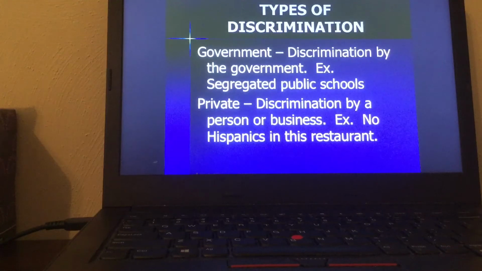Discrimination by the government, by law, where the government treats different groups of people differently. So for example, public schools, where the whites go here and the other races go there. Or discrimination by a private person, or more likely a business, where a business treats its customers or its employees differently. For example, a restaurant that said no Hispanics in this restaurant, that would be discrimination by a business. So we're going to look at two different types of discrimination, and we're going to start with government discrimination.